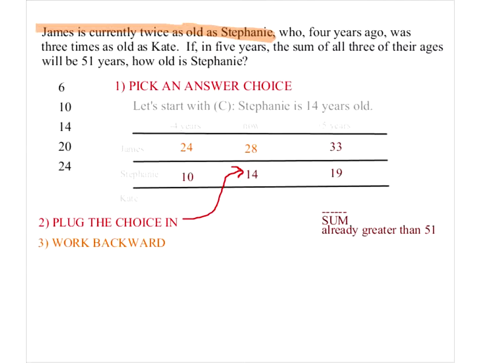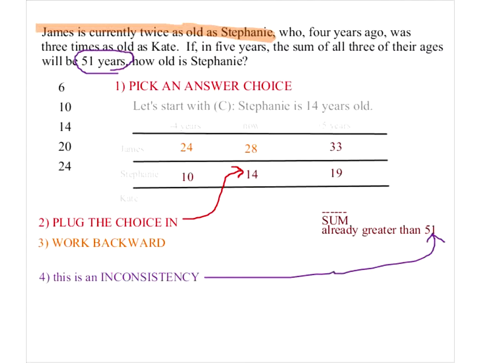And then notice that this is an inconsistency. This is an inconsistency right here. Because the ages are supposed to add to 51, this is already greater than 51. So, therefore, this is the wrong answer. Okay. Notice we didn't need any algebra at all to figure this out. None.